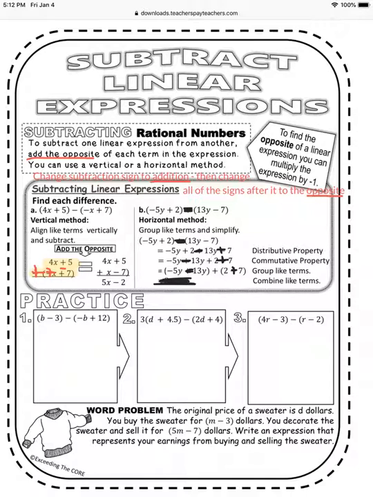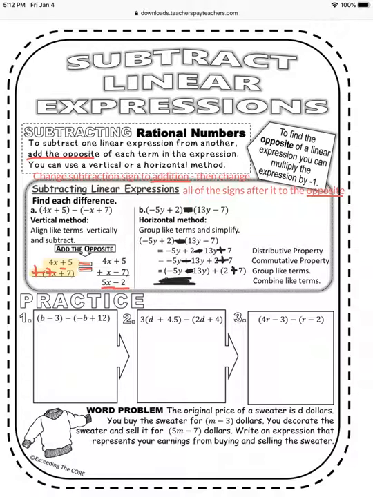Notice they rewrote it over here. So now, once you've changed all their signs, you add vertically, like we've been doing. 5 minus 7 is negative 2, so they put minus 2. 4x plus 1x is 5x. It's that simple. There's our answer.